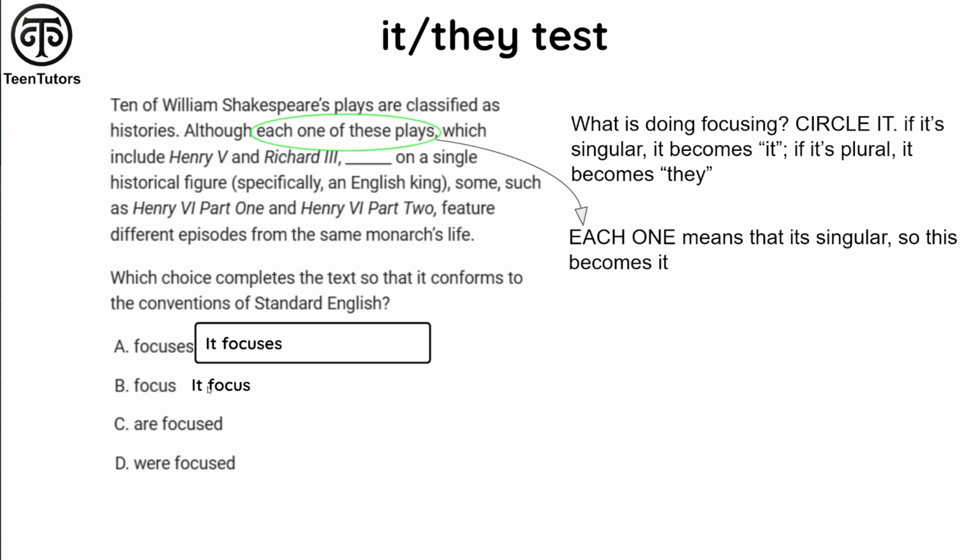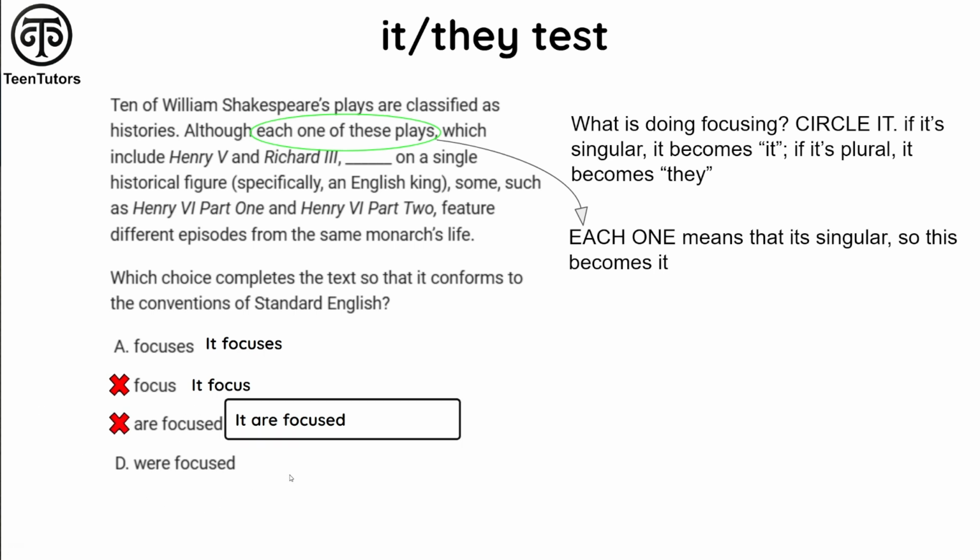Would I say it focus? No, I wouldn't, right? So that's wrong. Then we say it are focused, right? Would I say it are focused? No, I wouldn't, right? So that's also wrong. And then I say it were focused. Would I say it were focused? Again, I would not say that, right? So the answer here would be A, it focuses.